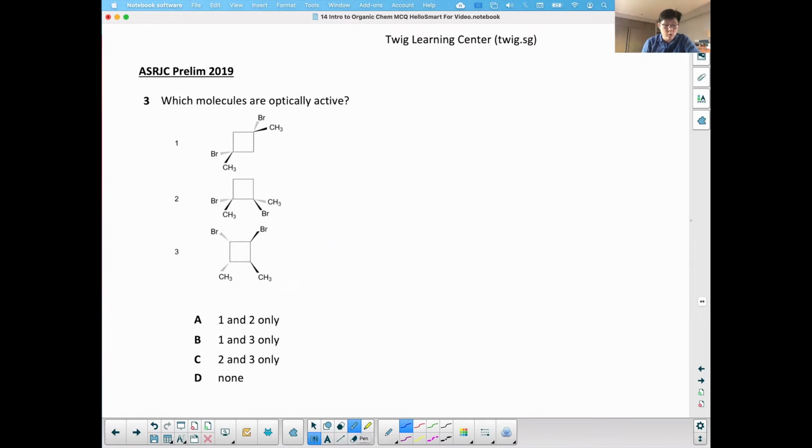Let's look at question 3. Which molecules are optically active? When a molecule is optically active, it does not have a plane of symmetry. This first molecule does have a plane of symmetry. It cuts through here because the Br is on the same side, and the CH3 and CH3 are also on the same side. You can cut across, and it does have a plane of symmetry.